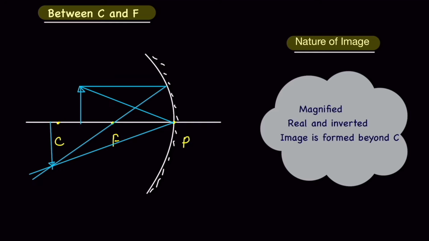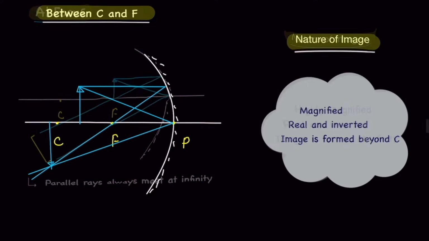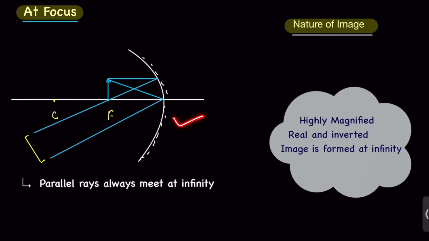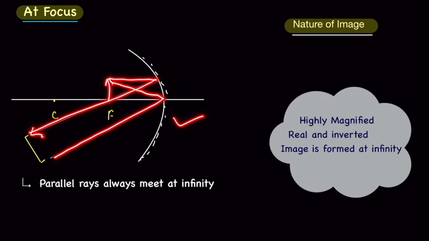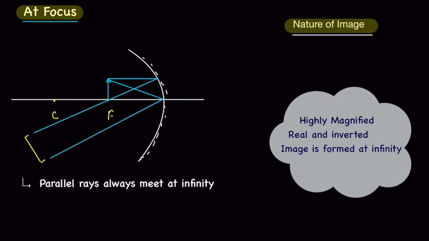Next is when the object is at focus. So here is the ray diagram of object at focus. So when we take the object at focus, two rays we will follow. One is parallel, which is passing through the focus, and another passes through the pole. So both the reflected rays are parallel to each other.